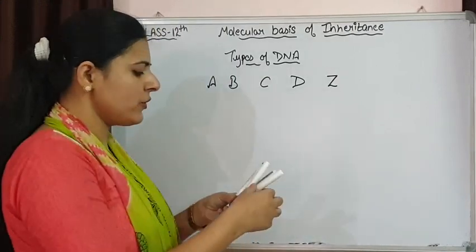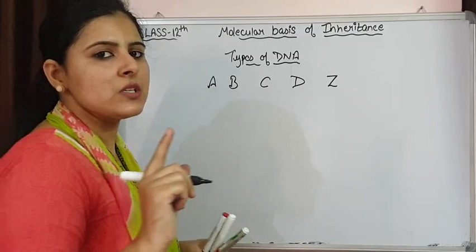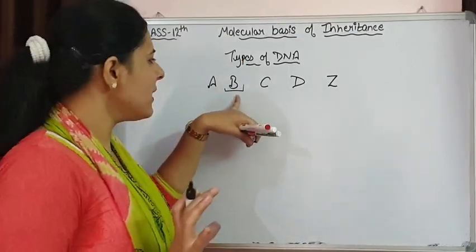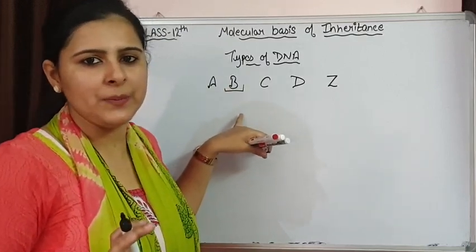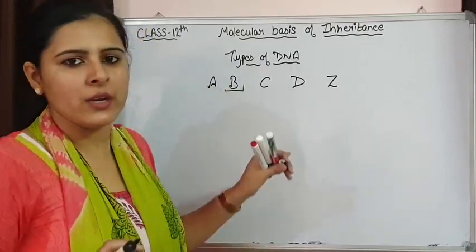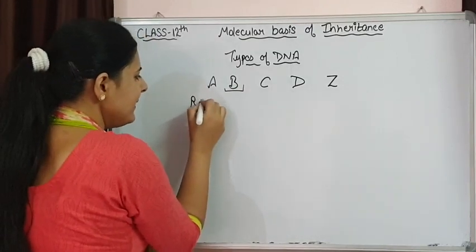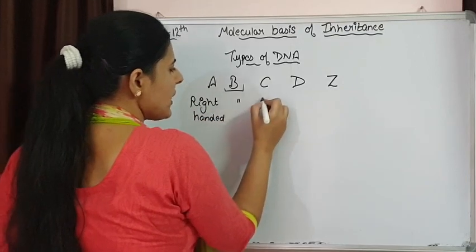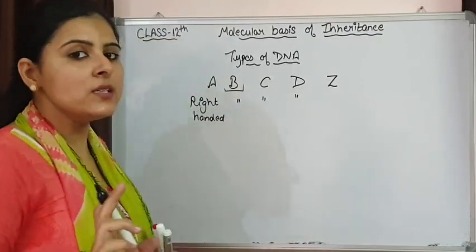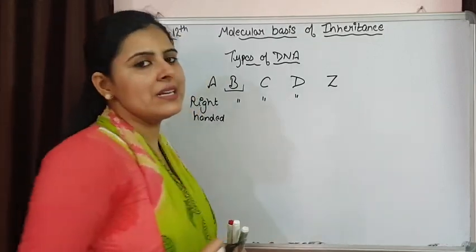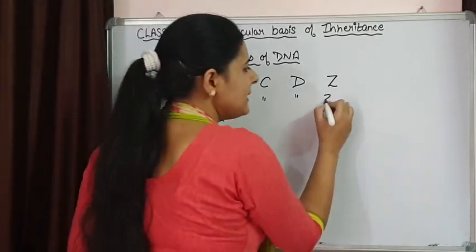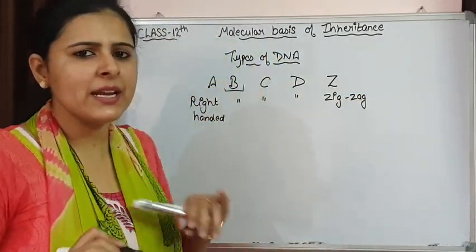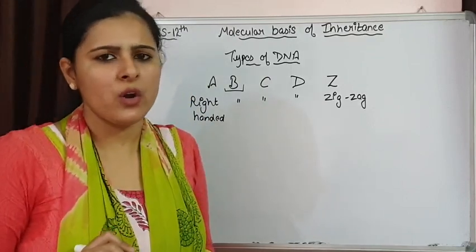So just look at the overview. The model that was explained by Watson and Crick, that is present in all the living cells, is the B type DNA that is generally present. If we talk about their orientation, all are almost right-handed. A is right-handed, B is also right-handed, C is also right-handed and D is also right-handed, but there is a difference in Z DNA. Z DNA is showing a zigzag pattern. It is zigzag and almost showing a left-handed orientation.